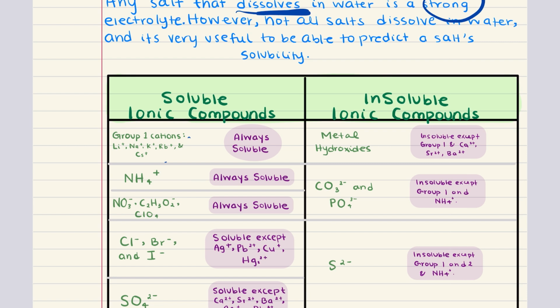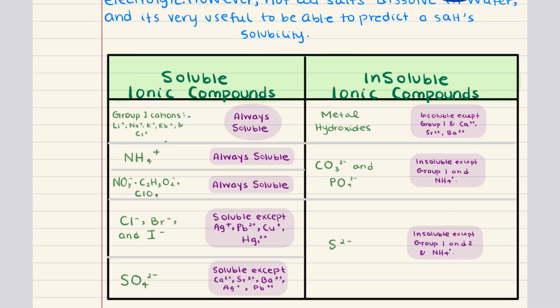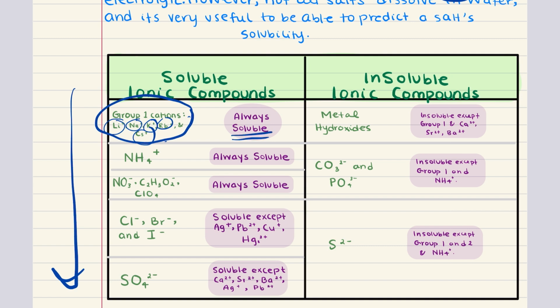There are 2 categories. We have soluble ionic compounds and insoluble ionic compounds. Let's get started with the first category, soluble ionic compounds. For the first rule, all group 1 cations, so lithium, sodium, potassium, rubidium, and cesium, are always soluble. That's the first rule for soluble ionic compounds. Then we have ammonium. Ammonium is also always soluble.